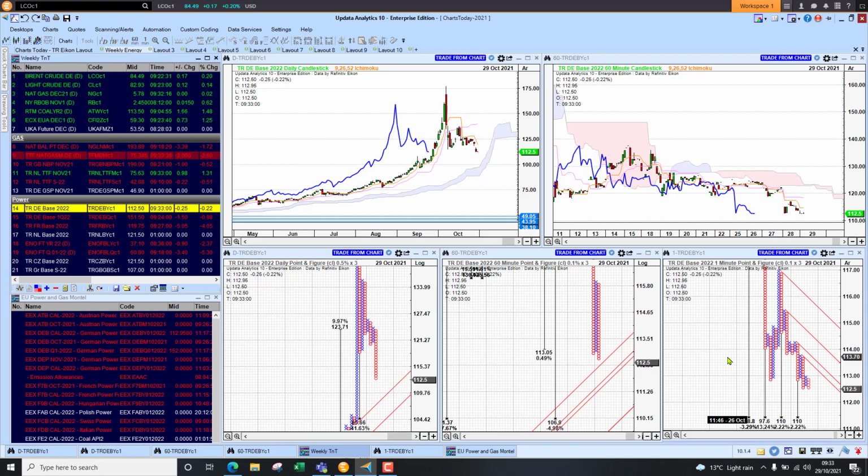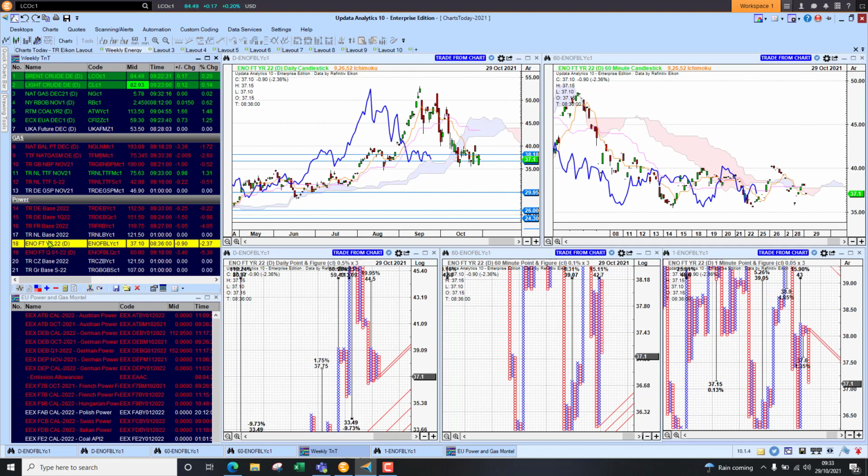So energy markets really have tipped this week, and it's all changed. And even if you look at the Nordic power market, we're down 2% on the CAL, 5% on the quarterly. And of course that has been in a negative phase for quite some time.